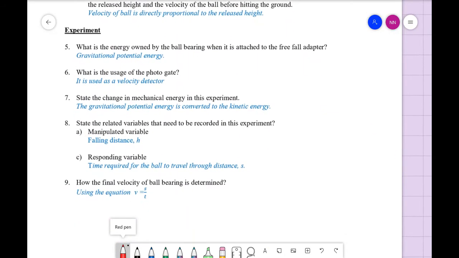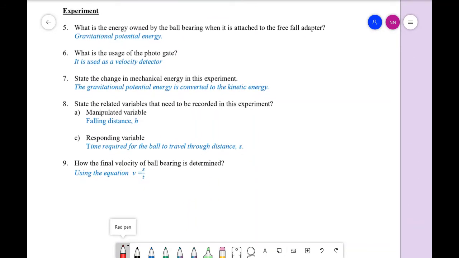Okay, look at question number 5. What is the energy owned by the ball bearing when it is attached to the free fall adapter? So it has gravitational potential energy because it is at a particular height. Okay, number 6, what is the usage of the photo gate? So the photo gate is used as a velocity detector. Okay, number 7, state the change in mechanical energy in this experiment. So the gravitational potential energy is converted to the kinetic energy.